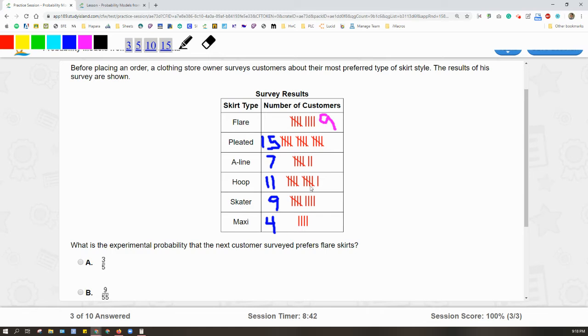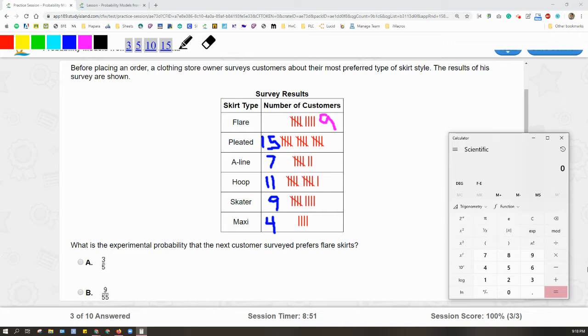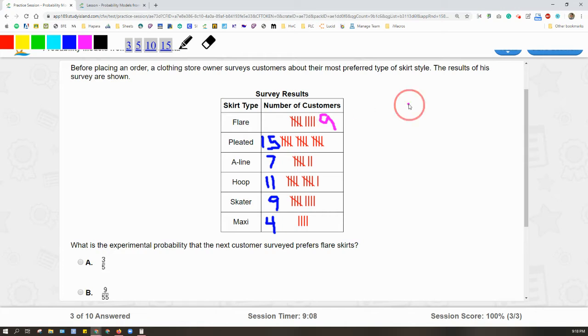So these are all the totals for each individual type of skirt. We have to add them all up to get the total number of people that were surveyed. So let's go ahead and get our calculator out, make this easier on ourselves, and let's add these together. 9 plus 15 plus 7 plus 11 plus 9 plus 4 equals, there were 55 people that were surveyed. So the probability that they like the flare skirt is 9, because 9 people like the flare skirt, out of 55 total. So 9 out of 55.